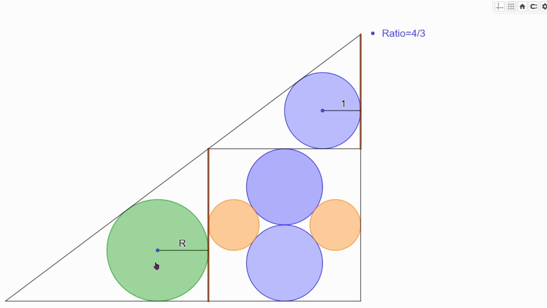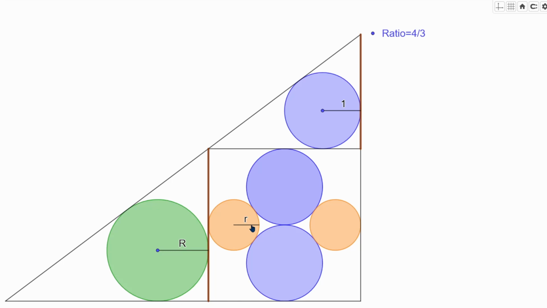And this includes the ratio of these radii. So we get that the radius of the green circle compared to the radius of the blue circle will also have this same relationship, that it is 4 divided by 3 times the radius of the small blue circle. So we get that this radius r is equal to 4/3. We also have that this small radius is equal to 2/3.